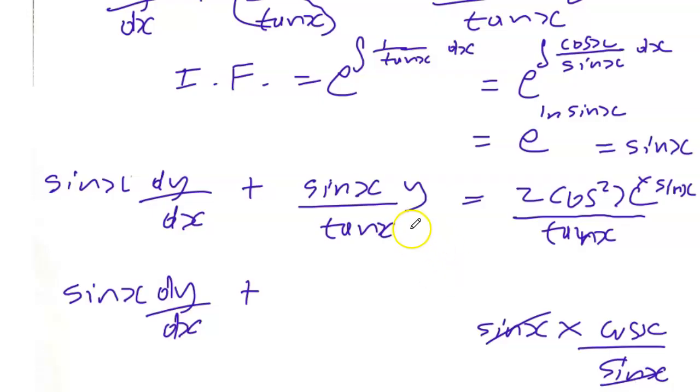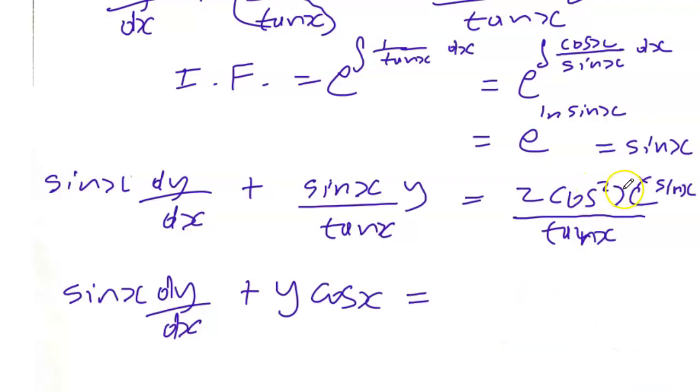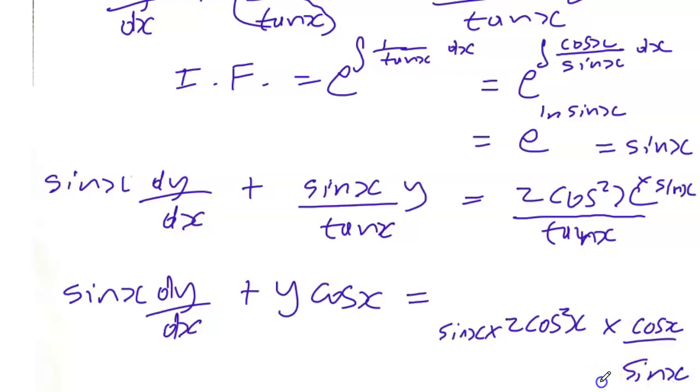Alright, so sin x divided by tan x is actually cos x, so we're at y cos x equal to. Let us also work out the right hand side, which is 2 cos square x times sin x divided by tan x. So it's times cos over sin, and sin into sin is 1, so this is actually 2 cos cube x.